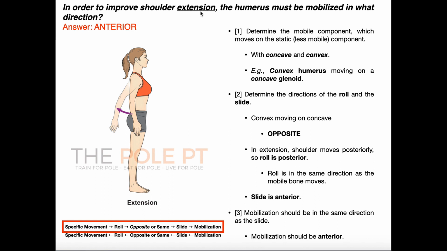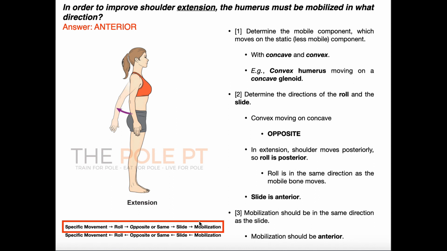What you can also do with this is if you know that, then you can say the reverse. Well, if I'm trying to improve shoulder flexion, then I would mobilize the humerus in the posterior direction. Okay, so antagonistic movements also are going to have antagonistic mobilization directions, okay, assuming all the conditions are the same. And so we can use this kind of flow chart right here in order to answer this kind of question.